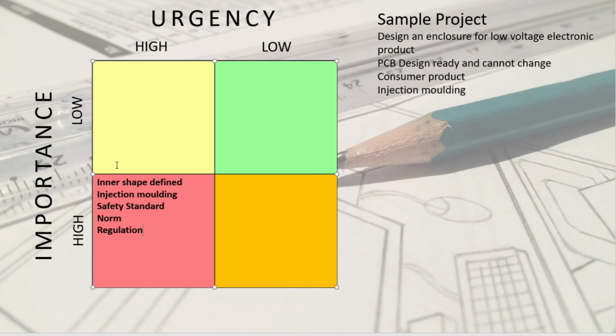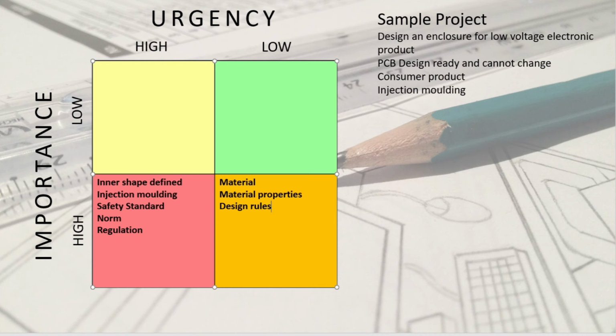What we put in the low urgency here is the material, because we have some choice, material properties, and design rules, because they are defined by the material properties and the process that we will use, injection molding.